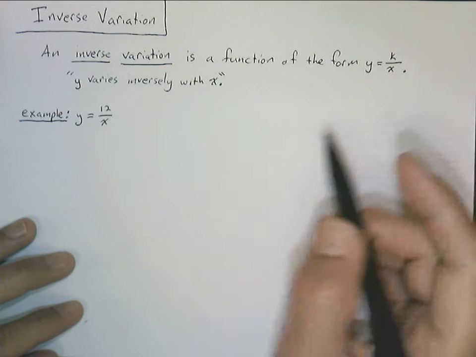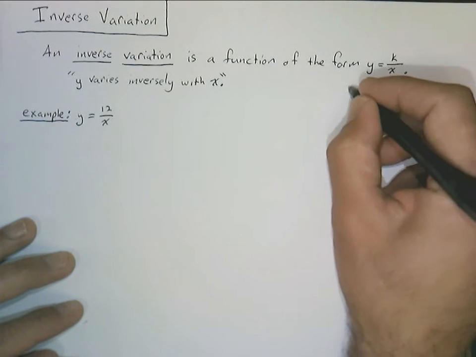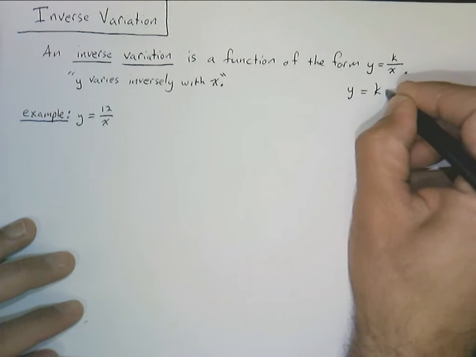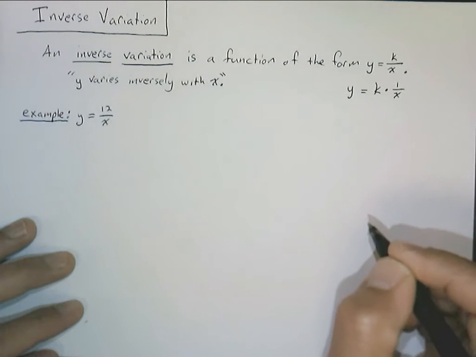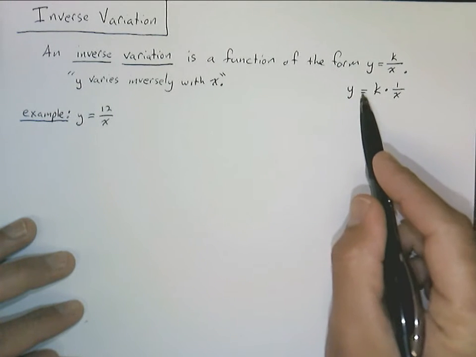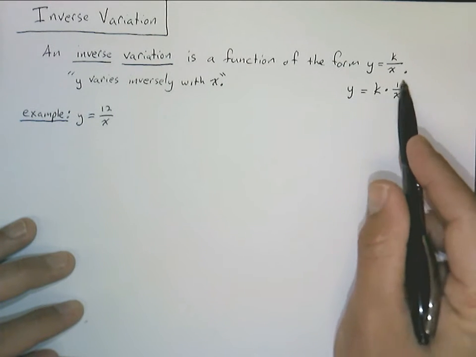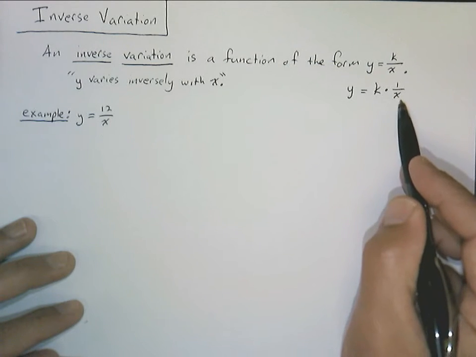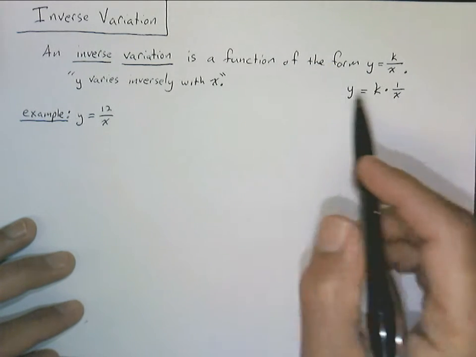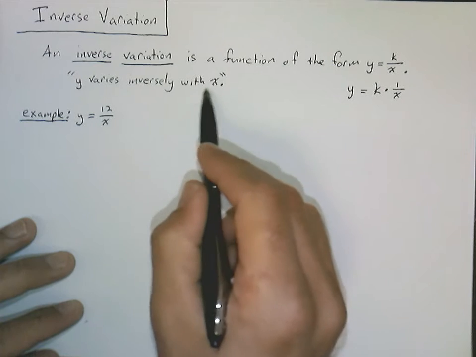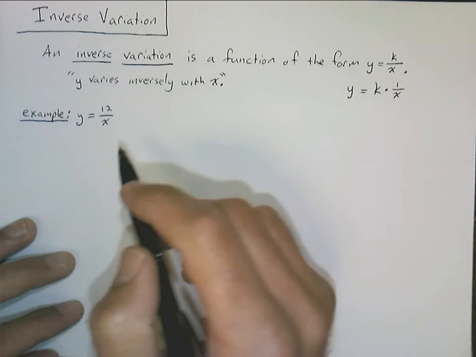We could, of course, rewrite this as y is equal to k times 1 over x. So what we see here is that y is now varying directly with the multiplicative inverse of x, or the reciprocal. And that's why we call it y varying inversely with x, or an inverse variation.